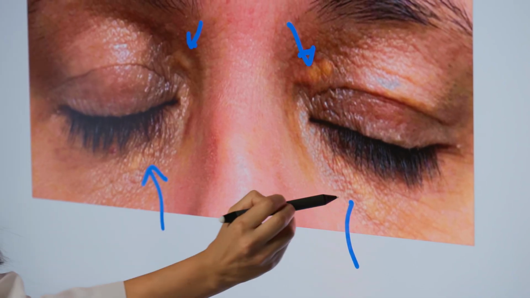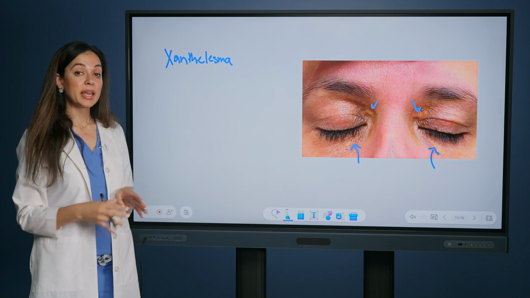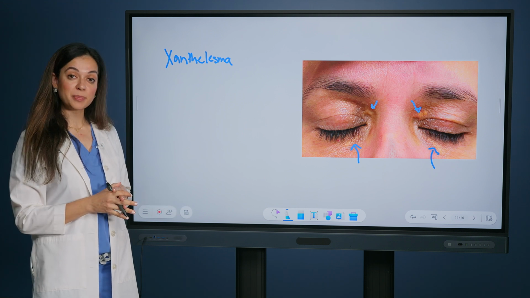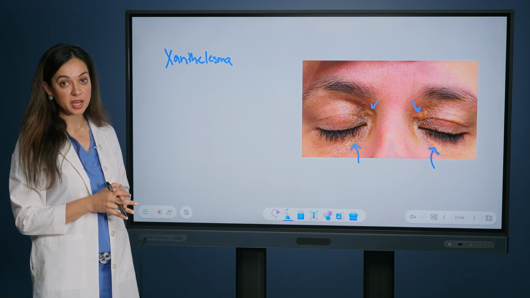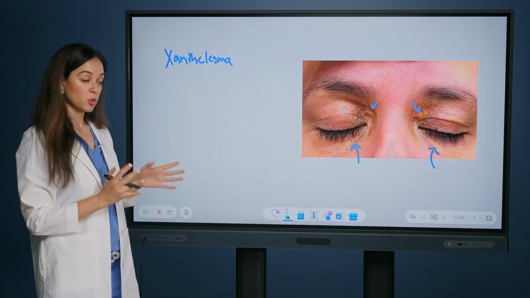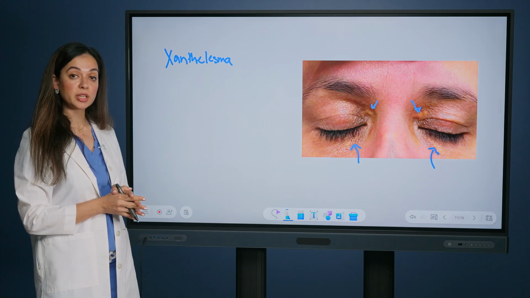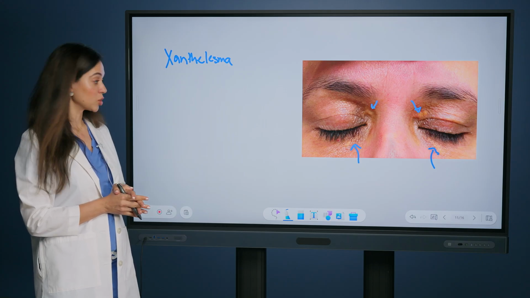And up to half of these patients can have elevated cholesterol in their blood, so they definitely need to have their lipid panel checked if that's not been done, so they can get that under control. These also are benign, so they can be observed, or if they are bothersome to patients, can be treated with either laser or direct surgical excision.